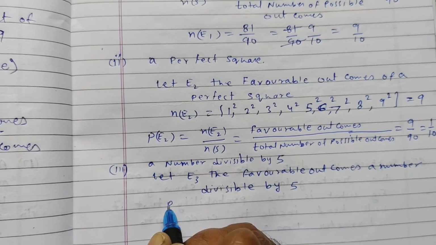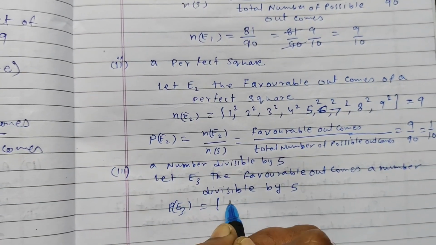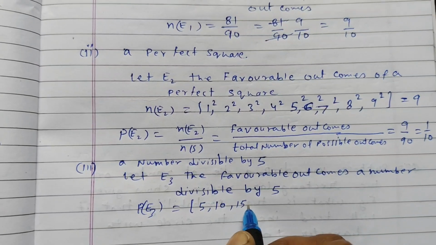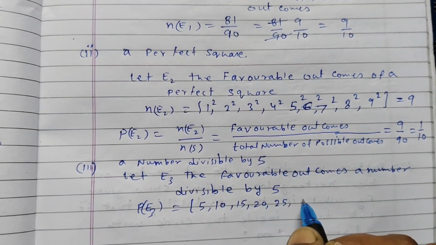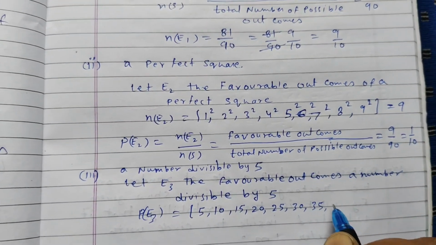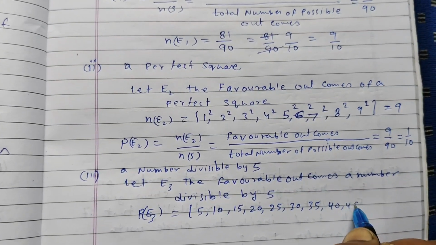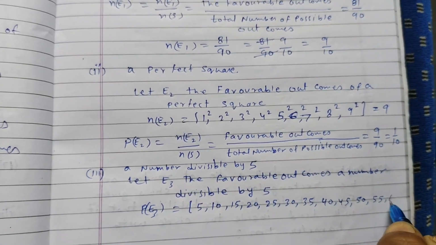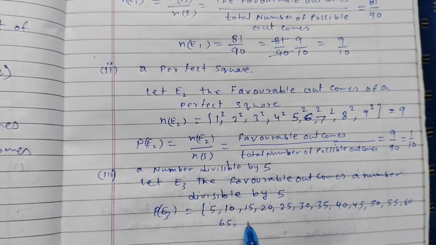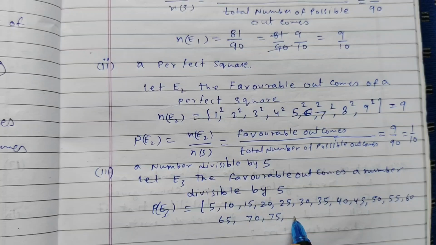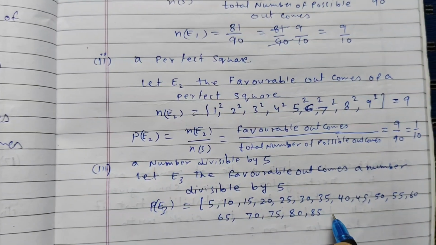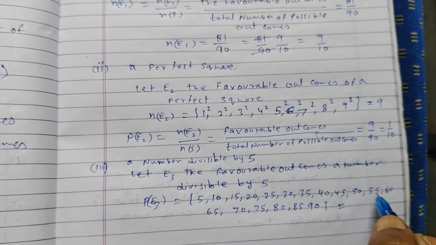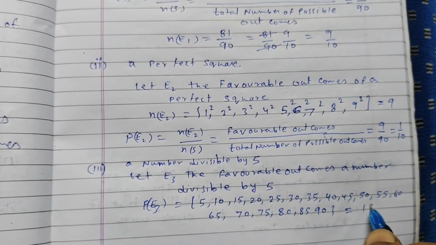So our NE3 numbers are 5, 10, 15, 20, 25, 30, 35, 40, 45, 50, 55, 60, 65, 70, 75, 80, 85 and 90. Counting these, 1, 2, 3, up to 18, these are 18 numbers.